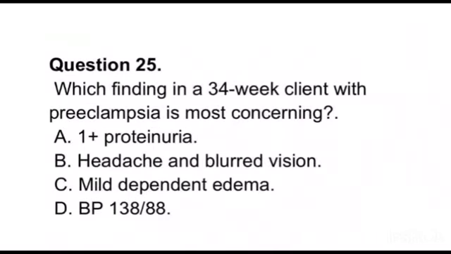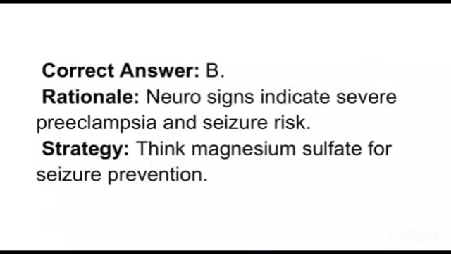Question 25. Which finding in a 34-week client with preeclampsia is most concerning? A. 1+ proteinuria. B. Headache and blurred vision. C. Mild dependent edema. D. BP 138 over 88. Correct answer B. Rationale. Neural signs indicate severe preeclampsia and seizure risk. Strategy. Think magnesium sulfate for seizure prevention.